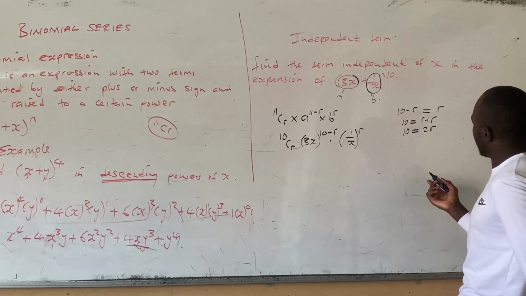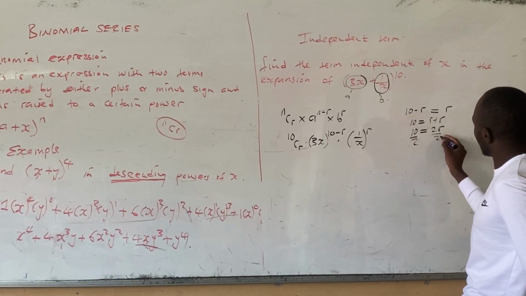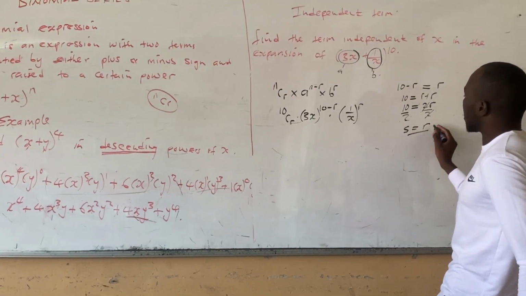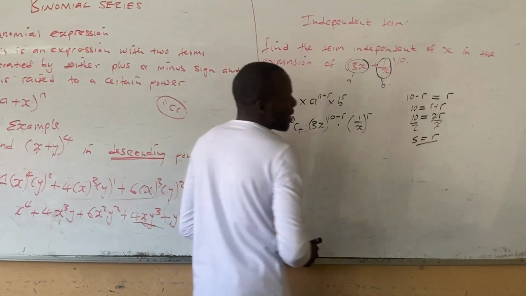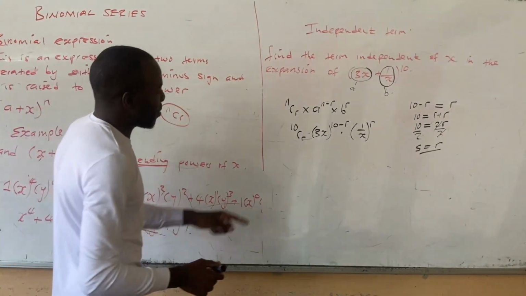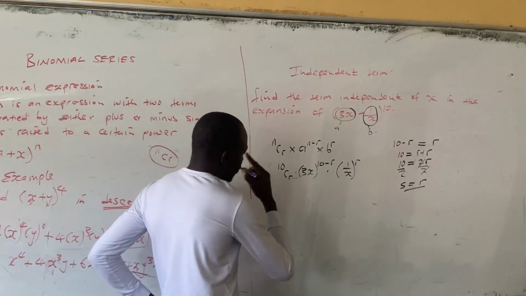Since we want the value of R, you can divide both sides by 2. So 5 is equal to R. So R is equal to 5. Since we know the value of R, we can come back here and substitute. So this is what we get.